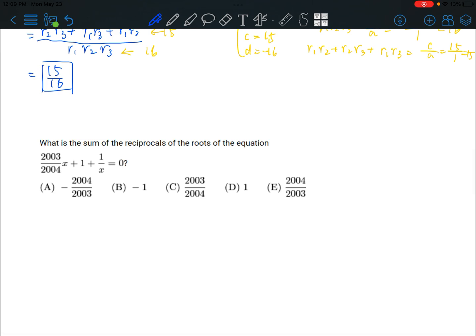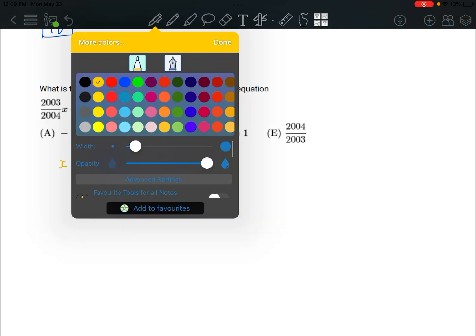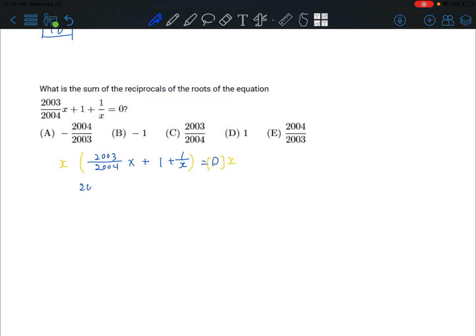Next, we want to find the sum of the reciprocals of the roots of the following equation. This is not exactly a quadratic, but we can multiply both sides by x to change it into a quadratic. So 0 times x is still equal to 0, but on the left hand side we have 2003 over 2004 x squared plus x plus 1 is equal to 0.